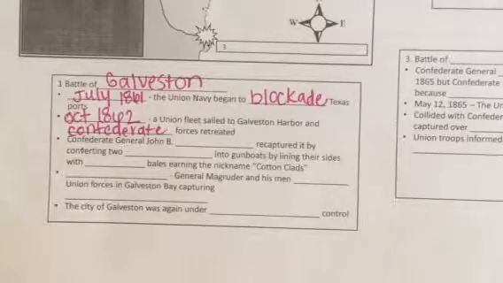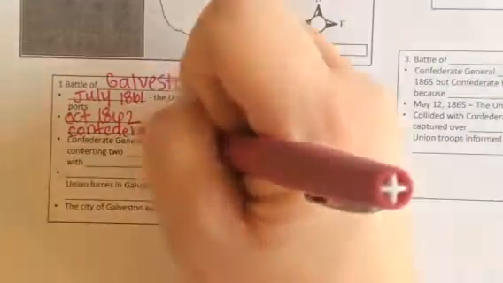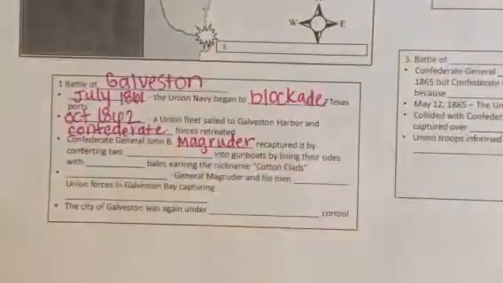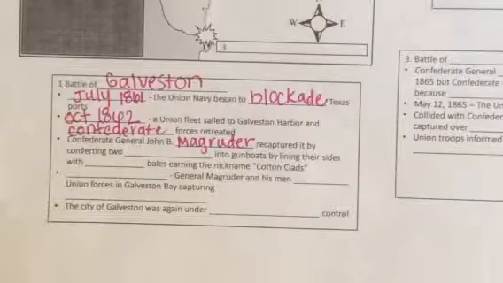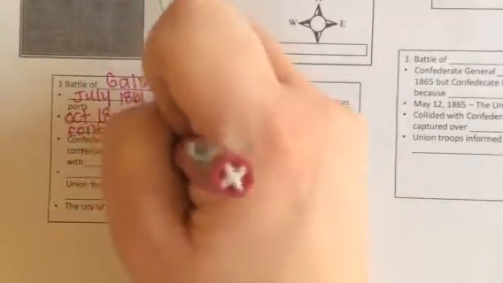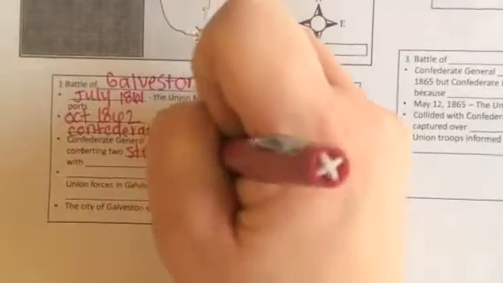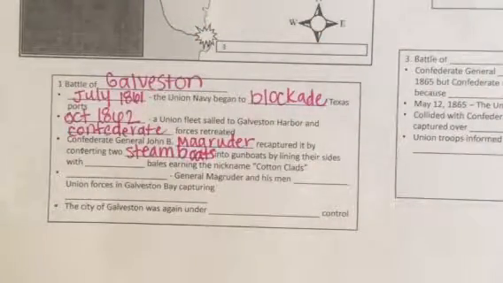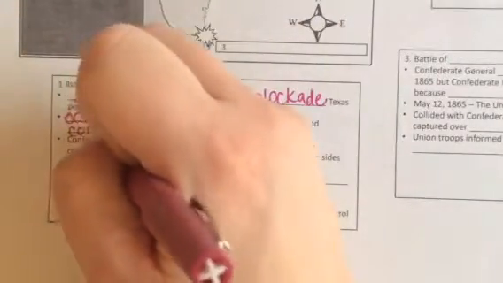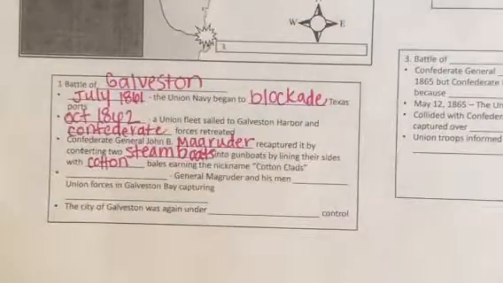Confederate General John B. Magruder recaptures it by converting his 2 steamboats into gunboats, and he layers the sides of them with cotton bales, earning the name Cotton Clads.